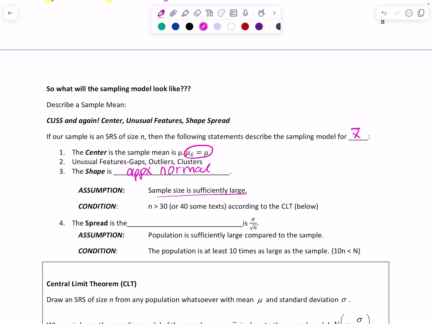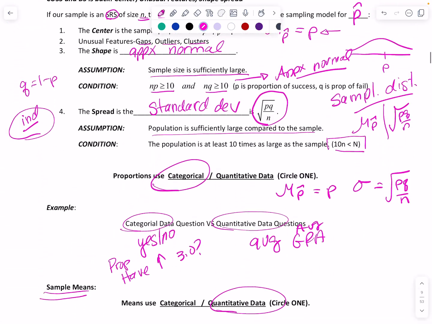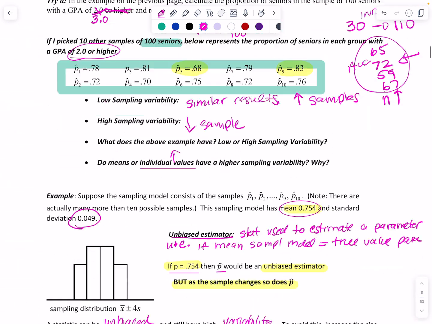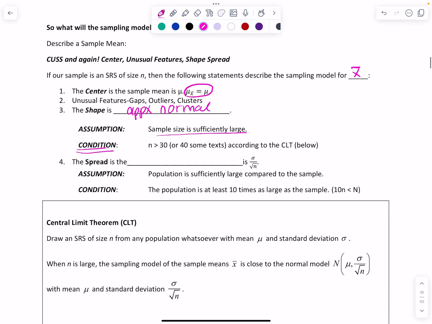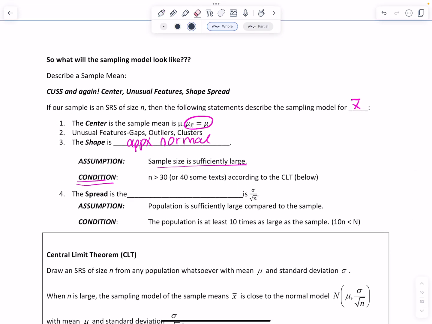Now, in order for the condition to be large, on the last one we did NP and NQ. Well, P means proportion of success. For this one here, there's no proportion. It's means, so we don't have a P here. There's no P here at all. But we do have sample size. So for our large condition, remember way back when we did sampling experiments and observational studies, we used N greater than 30. Some textbooks use 40, but you are able to use 30. We're going to put this all into practice so you'll understand how to do it.